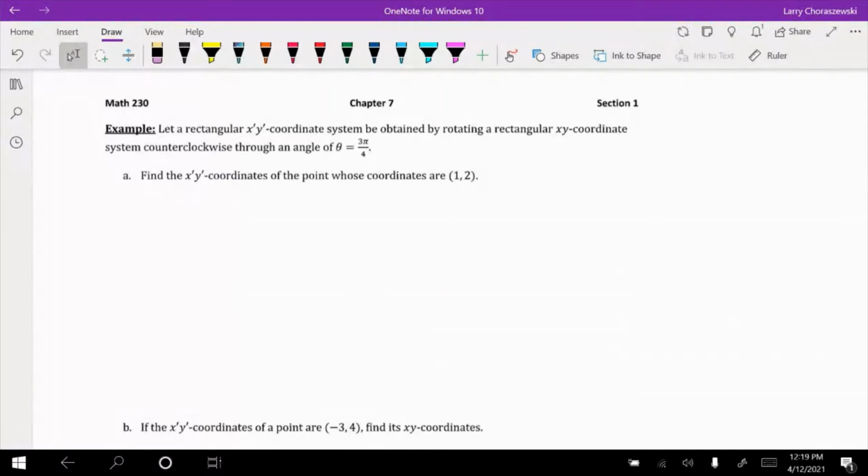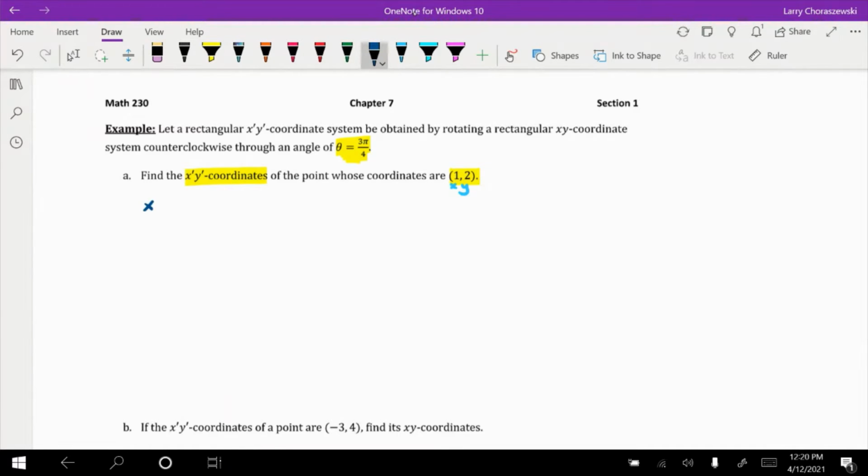So it says here, let a rectangular x prime y prime coordinate system be obtained by rotating an xy coordinate system counterclockwise through an angle of 3 pi over 4. We want to find the x prime y prime coordinates of the point whose coordinates are 1, 2. I want to point out that 1, 2 is based on the original xy coordinate system. And since we know that the x and y axes are going to be rotated by 3 pi over 4, we actually have every ingredient necessary in order to use the formulas for x prime and y prime.